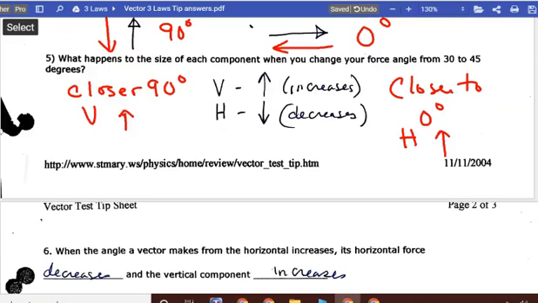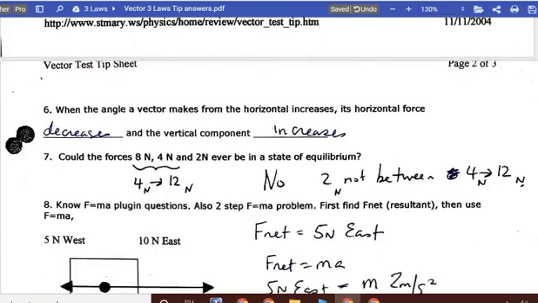Alrighty. So when the angle the vector makes with the horizontal increases, the horizontal decreases and the vertical increases. Why? When the angle increases, isn't it true you get closer to 90 degrees, which is the maximum vertical? You're getting closer to 90 degrees, so the horizontal will decrease. It becomes less horizontal, more vertical.